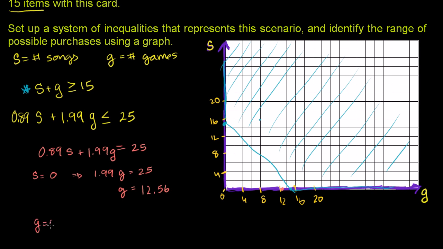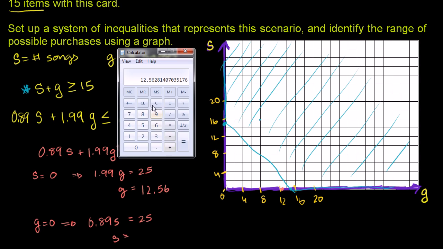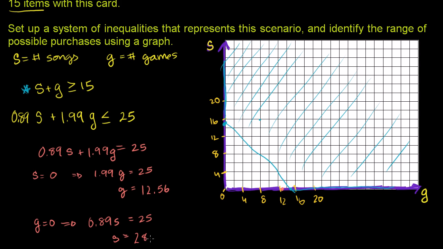And then let's do the same thing if g is 0. So if g is equal to 0, then this term goes away, we have 0.89s, if we use just the equality here, is equal to 25, or s is equal to, get the calculator out again. If we take 25 divided by 0.89, we get 28.08, just a little over 28. So that is g is 0, s is 28.08. So it's right over there.